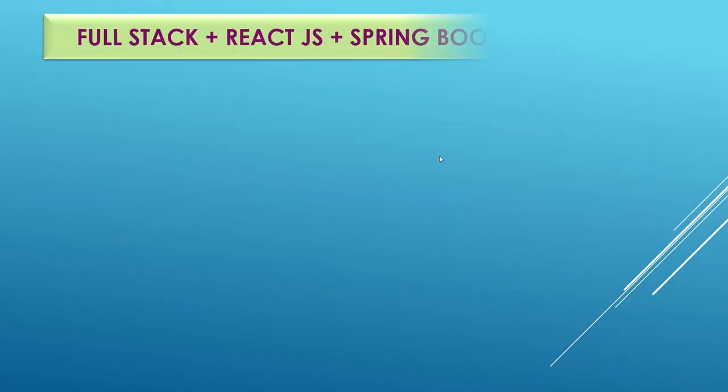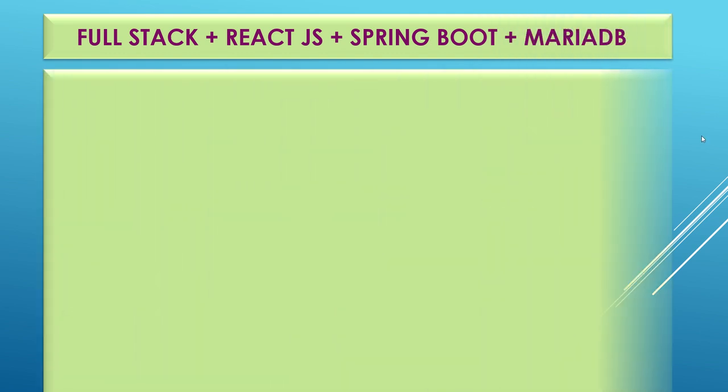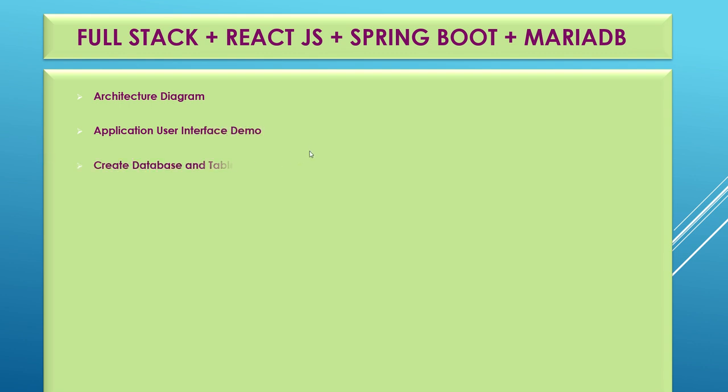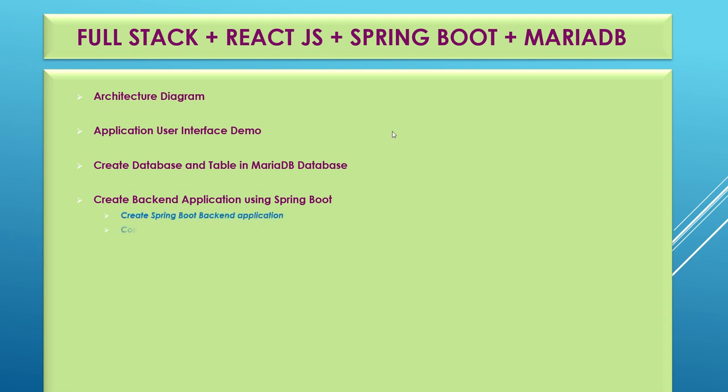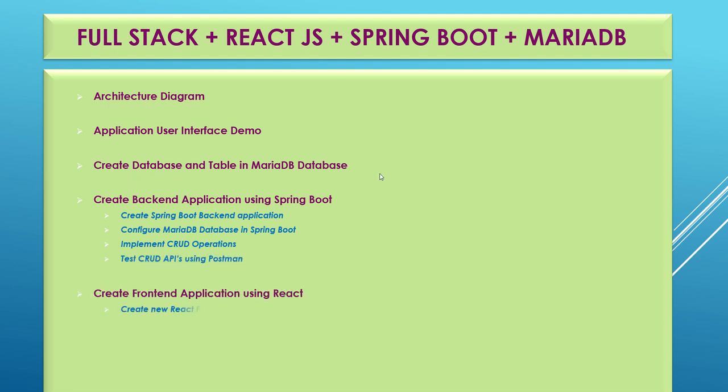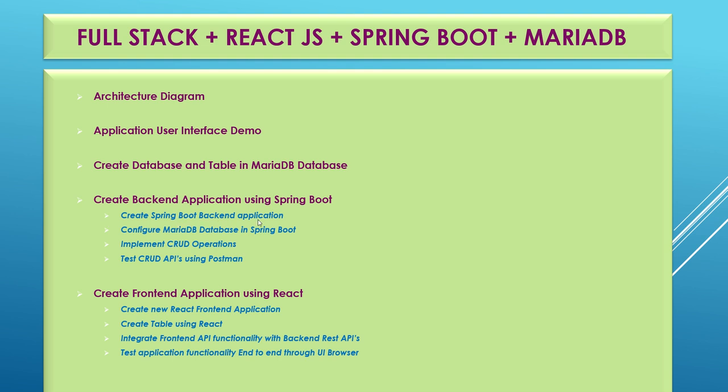Next, we are going to follow some steps in sequence to create this full stack application. First we'll see the architecture diagram. Next we are going to see the user interface demo, in which I will showcase a small demo. With that you can visualize how our application will look once we build and run it in the browser. Next we are going to create our database and table in MariaDB. Next we are going to create our backend application using Spring Boot. In that I'm going to create a Spring Boot application first. Next we are going to configure the MariaDB database in that. Next we are going to implement CRUD operations, and finally we are going to test our CRUD APIs using Postman.